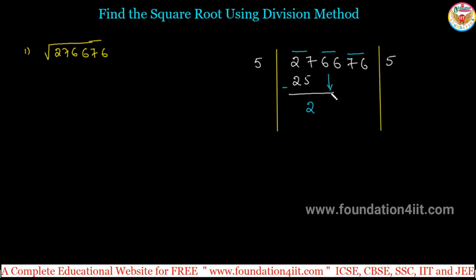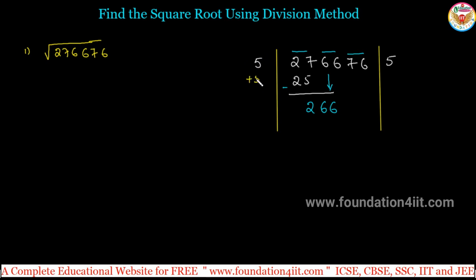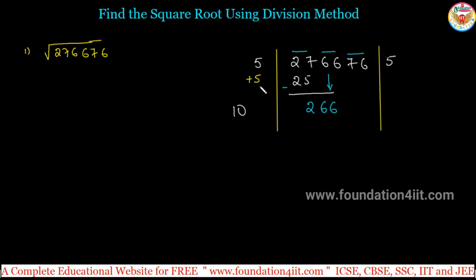Afterwards, take the next pair down. 66 should come down. After taking this down, on the left side, whatever number is there in the units place, only the units place, the same number you can add to this. Then 5 plus 5 is 10. Whatever is in the units place, add the same number again. It is already a single digit, so that number only can be added. That is 10. Now here we have 266.